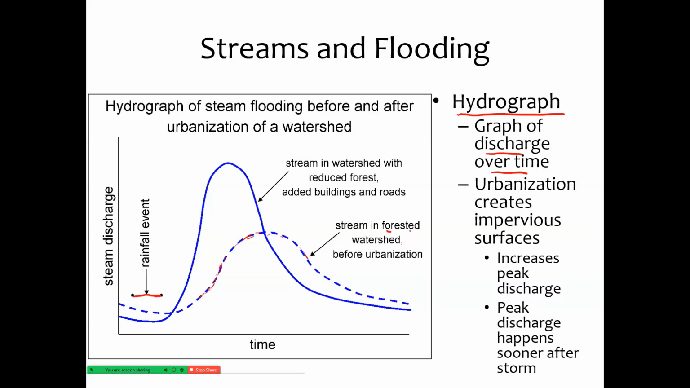This is what it would look like in a forested watershed before urbanization. There's some delay, and it's a spread out peak. After you reduce the forest, add buildings and roads and a lot of impervious surfaces, the runoff can reach the river much faster, and it all tends to reach it more closely spaced together in time, which means the flood happens faster, the flood is also larger, the discharge ends up being much larger. The flood does also end sooner, but the real damage comes from the fact that the discharge is so much higher than it would be under natural conditions.